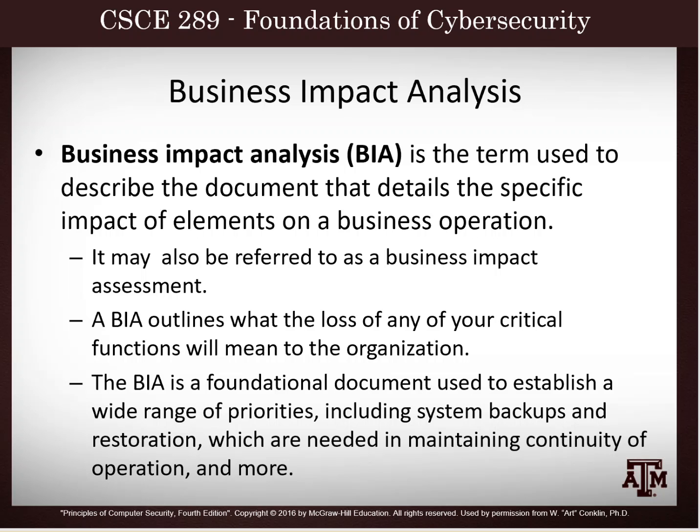The reason I'm using these business examples, I don't want you just to think of BIA in the term of cybersecurity. I want you to think about this in the totality of business. And business is about making money. We live in a capitalistic country.